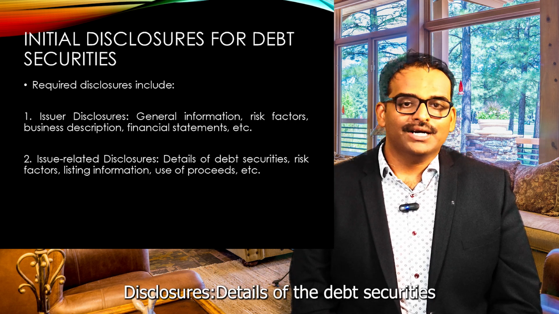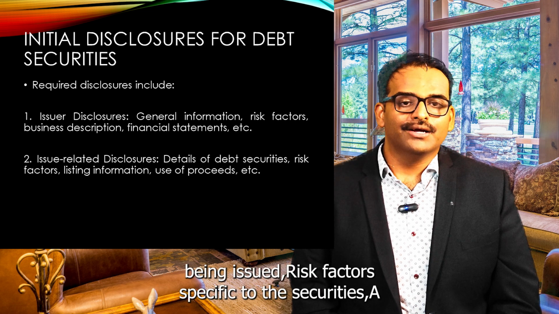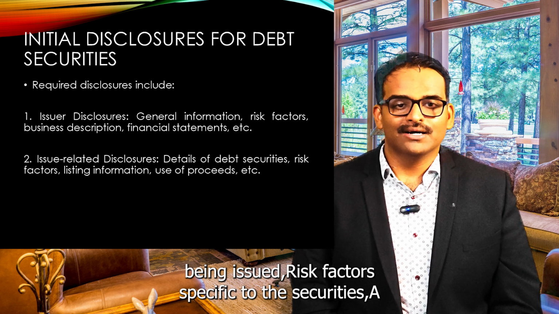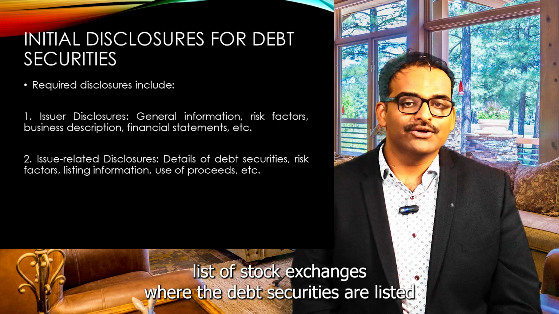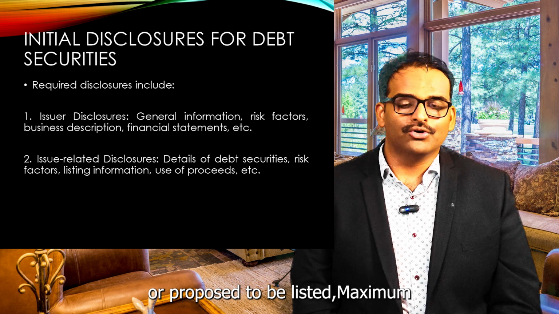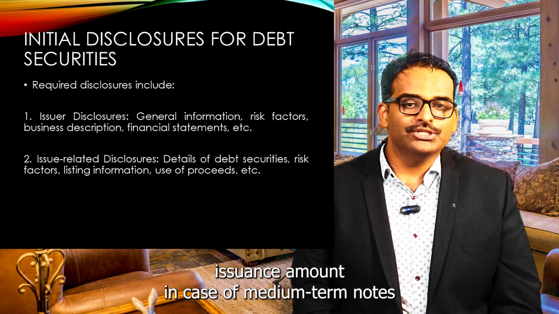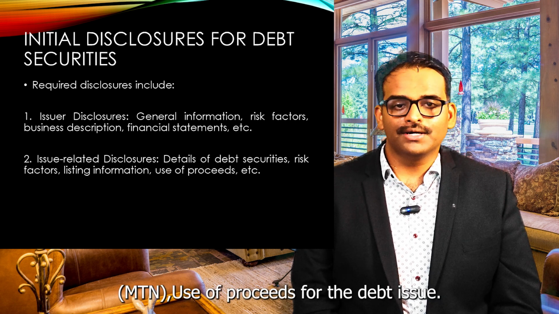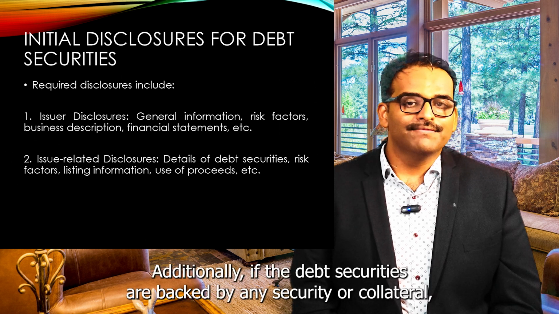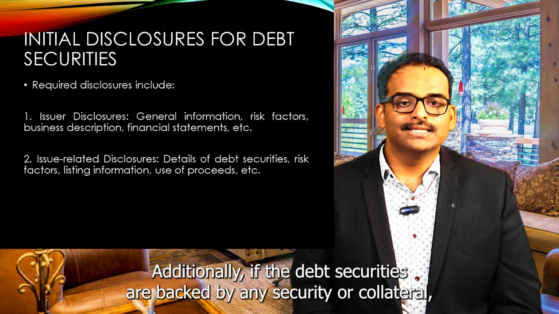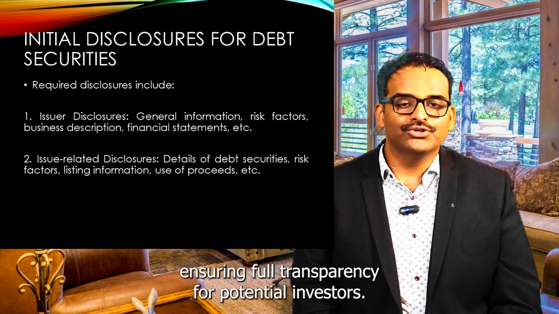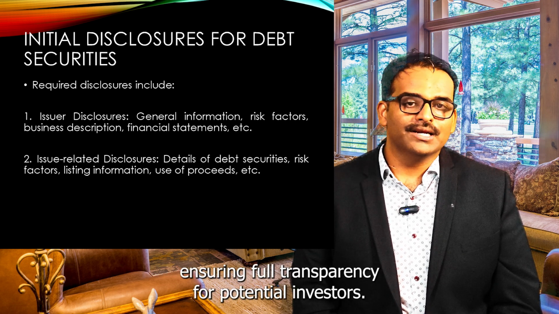Issuer-related disclosure: details of the debt securities being issued, risk factors specific to the securities, a list of stock exchanges where the debt securities are listed or proposed to be listed, maximum issuance amount in case of medium-term notes, and use of proceeds of the debt issue. Additionally, if the debt securities are backed by any security or collateral, the offer document must provide relevant details, ensuring full transparency for potential investors.